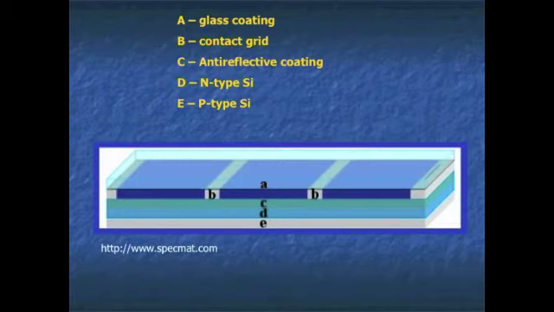Here is a cross-sectional view of a PV panel. A conductive contact grid collects the current and sends it to the load. An anti-reflective coating helps to minimize reflection and maximize the absorption of the sun's radiant energy. The entire panel is protected with a glass coating.